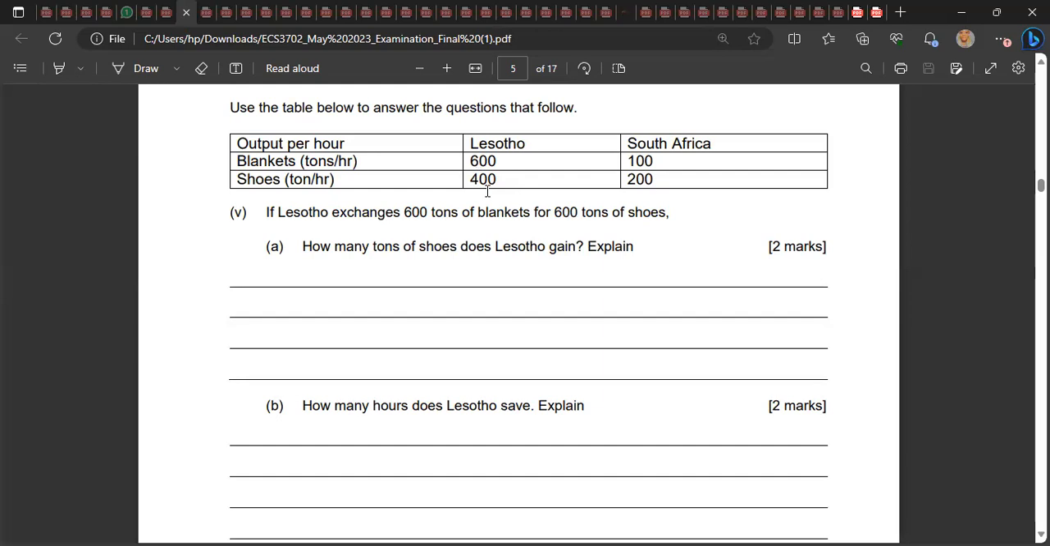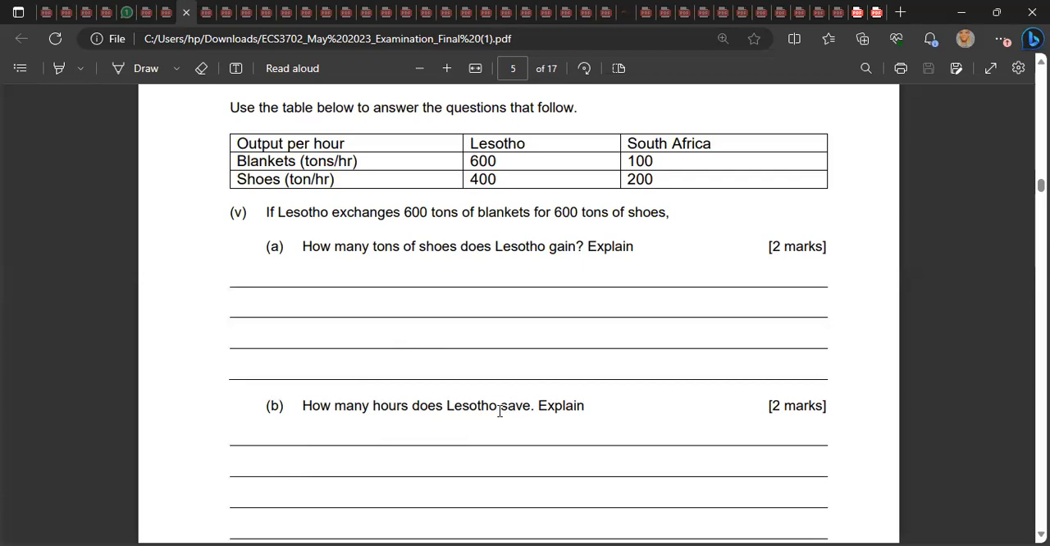It's very simple. So when you are dealing with these questions, always watch out. They are saying how many tons of shoes does Lesotho gain. So sometimes they could say how much does Lesotho gain in terms of blankets. You see, they could put it that way. So you need to watch out for the commodity that is being focused on. And then how many hours does Lesotho save?